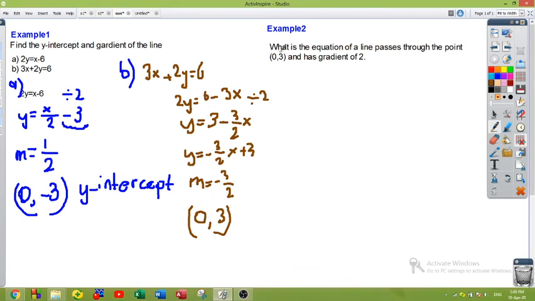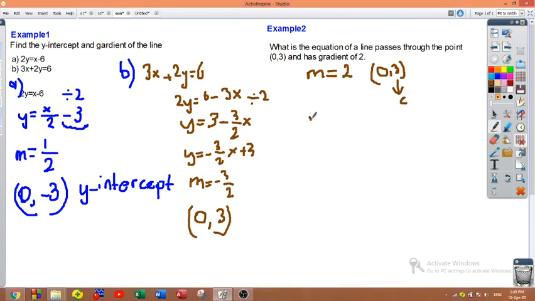Now let's go to the second example. What is the equation of a line that passes through the point (0, 3) and has a gradient of 2? Here m is equal to 2, the gradient is 2. The y-intercept is (0, 3). So m will be equal to 2 and c will be equal to 3.